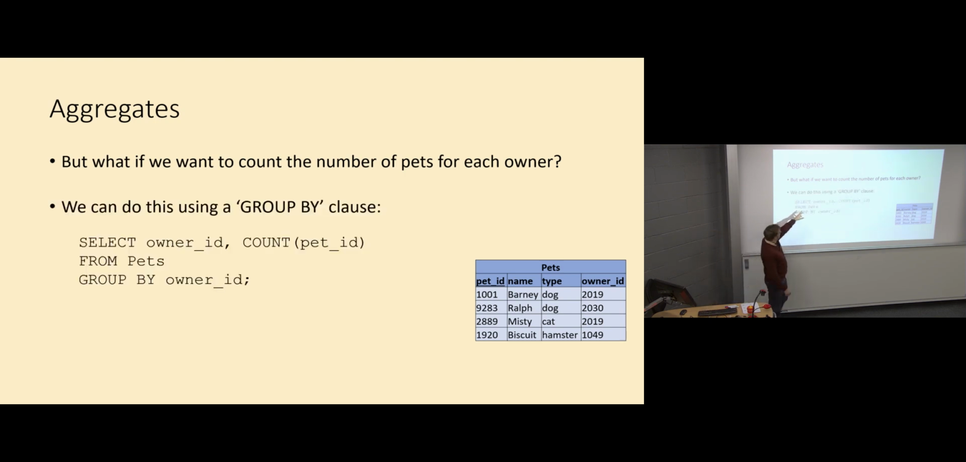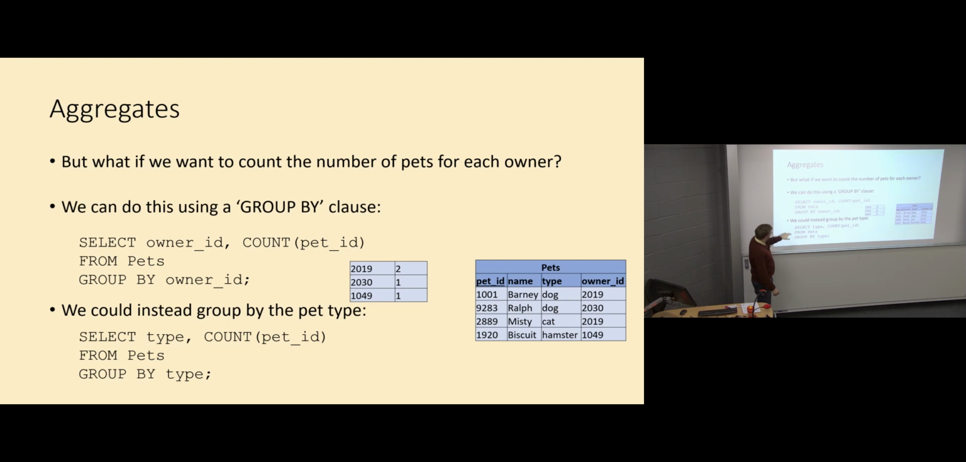So we can select owner ID, count the number of pet IDs from pets, group by owner ID. This means I'm going to do this for each one of these. So the result looks something like this: every owner ID here and the number of pets they have there. The group by clause says, I want to do any of my aggregates according to whatever column I put in my group by. It's almost the same as when you're using order by, with the same sort of syntax.